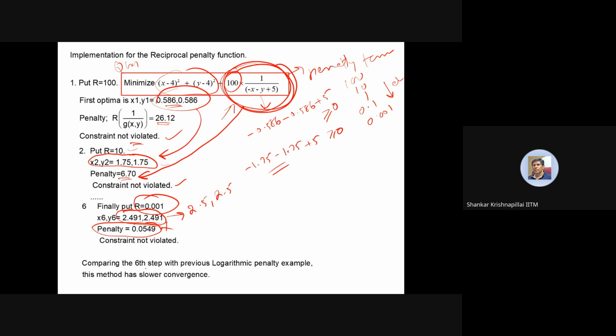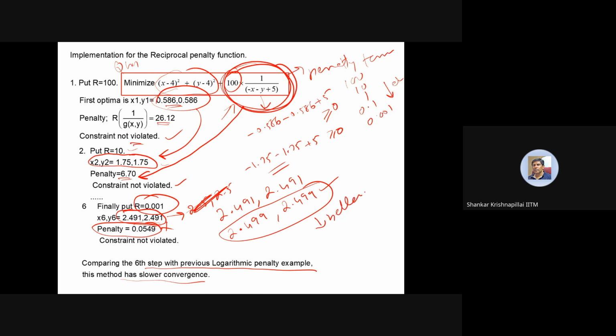Okay, so comparing the sixth step with the previous logarithmic penalty example, the method has slower convergence. Okay, so in the sixth step, we are getting 2.491, 2.491 with this method. But with the log penalty function, we got 2.499, 2.499. So this is a better convergence than reciprocal.